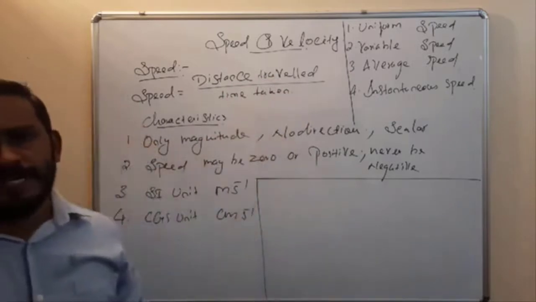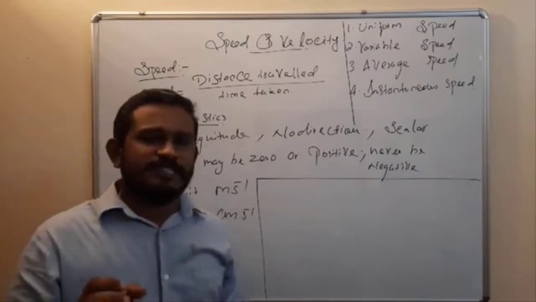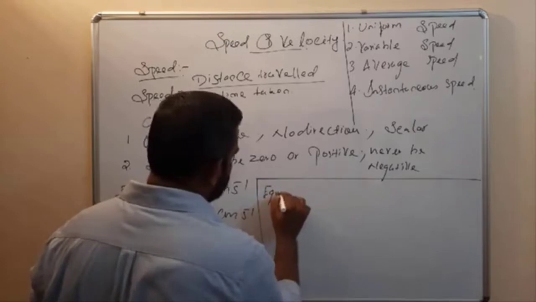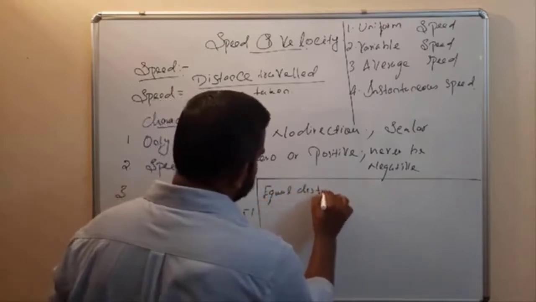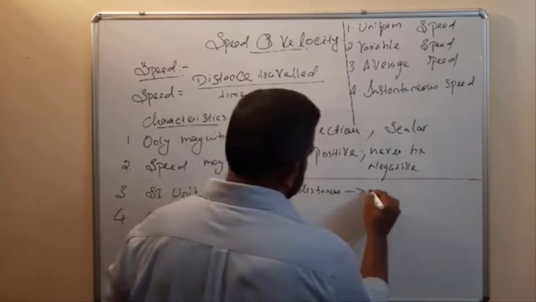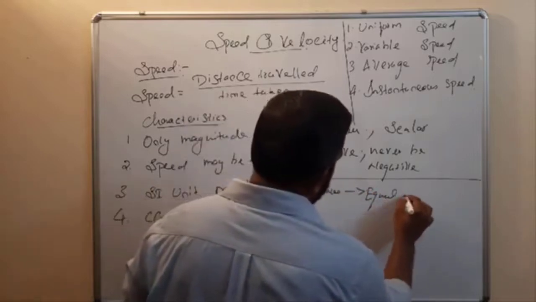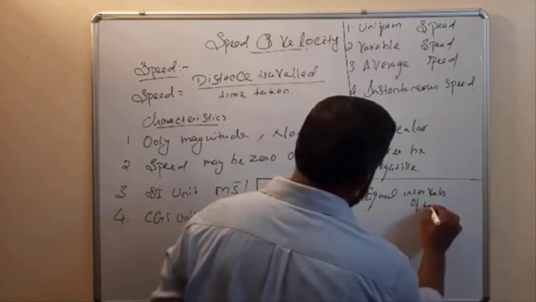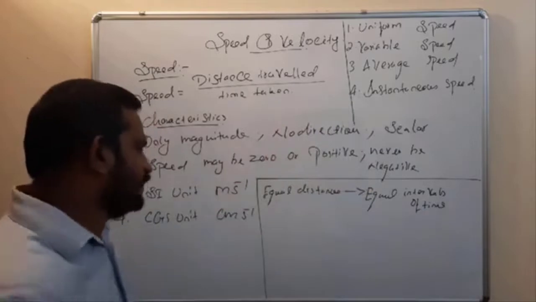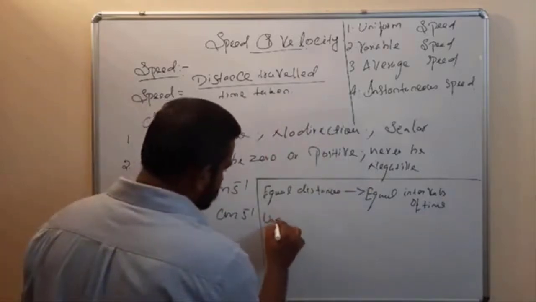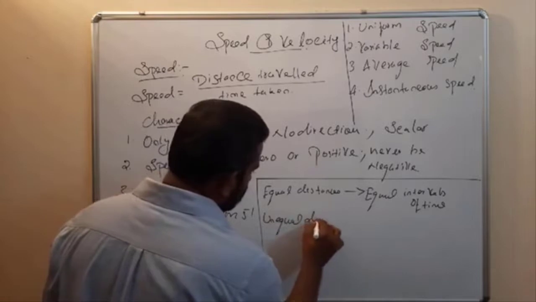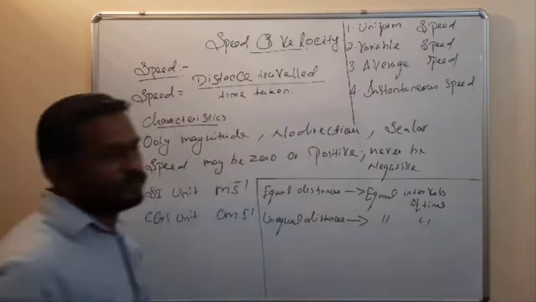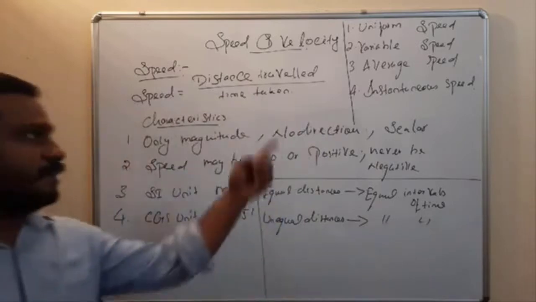What is uniform speed? Suppose a body covers equal distances in equal intervals of time. Okay, what is variable speed? Unequal distances in equal intervals of time. So that is called variable speed.